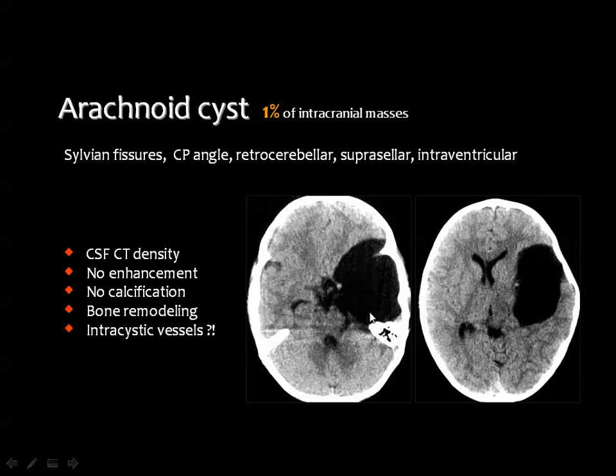These are CT images showing the typical appearance and typical location of the arachnoid cyst in the temporal area in the region of the sylvian fissure. Being an arachnoid cyst containing CSF, it should show CSF density on CT images and CSF signal on MRI images. It will not show any enhancement in both CT and MRI. No calcium occurs in this particular type of cyst, and being a benign, long-standing lesion, it may cause some sort of bone remodeling, especially in the region of the greater wing of the sphenoid. Then intracystic vessels, I will mention in a moment.